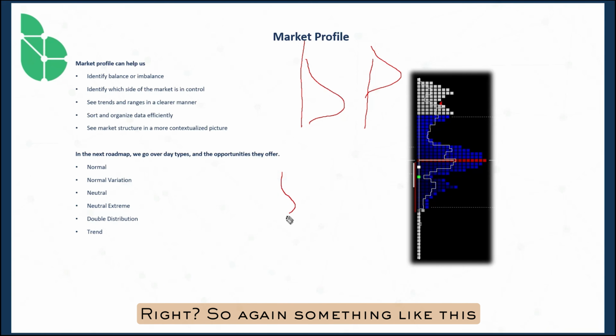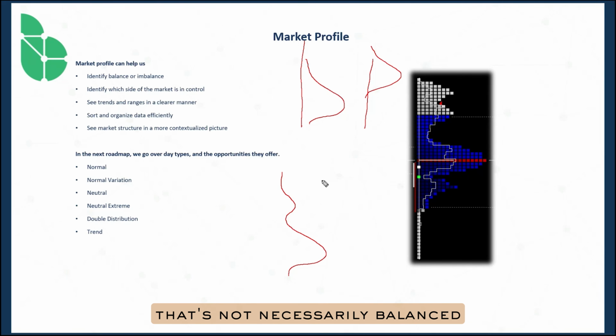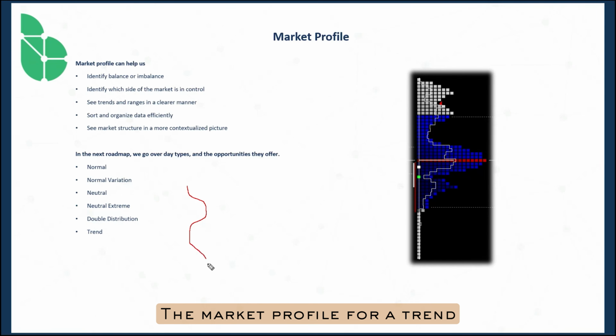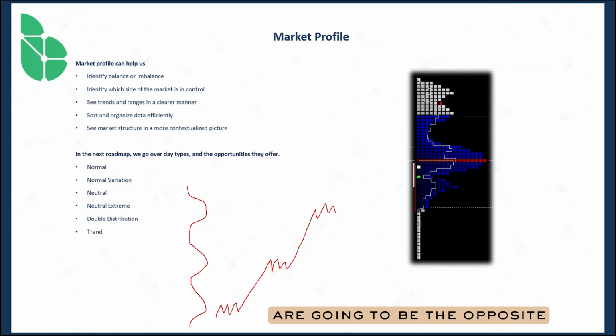Right, so again, something like this. We have balance down here, but the entire structure is not necessarily balanced. All right, so we could identify which side of the market is in control. We could see clear trends and ranges. So when we get into day types, you'll see what trends look like. The market profile for a trend might look something like this. It might be thin, have multiple areas where, imagine if we were looking at the candles, they look like this, right? So trends, okay. Ranges are going to be the opposite.